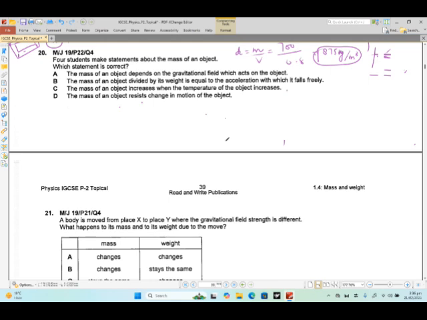Four students make statements about the mass of the object. Which statement is correct? The mass of an object depends on the gravitational field strength which acts on the object. No, the weight of the object depends upon the gravitational field strength which acts on the object.